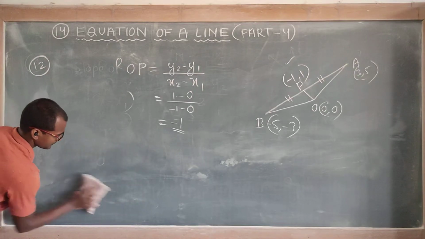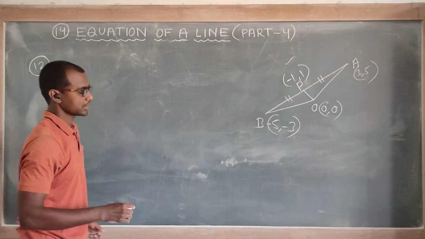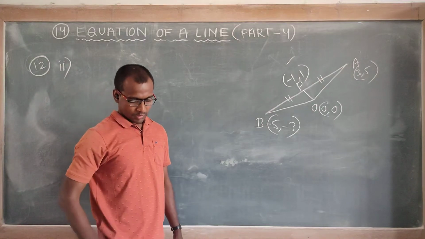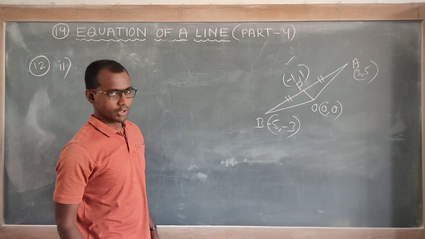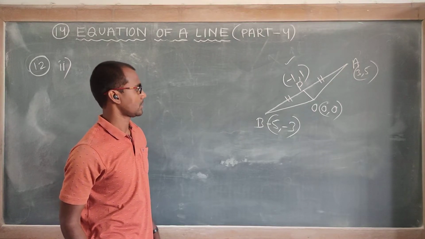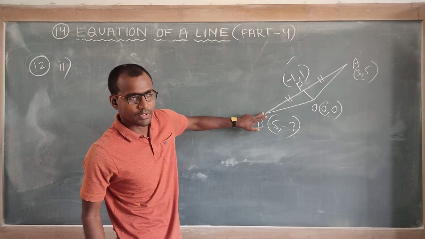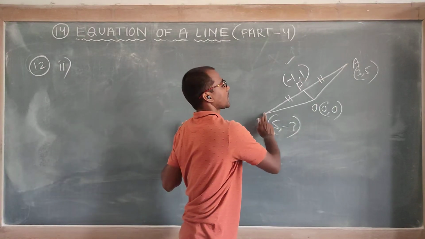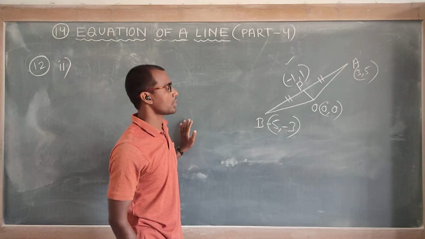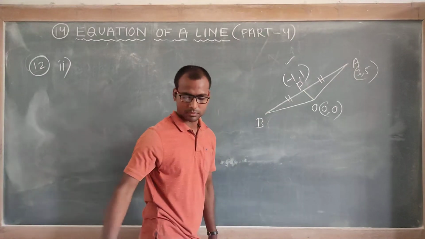Next, second bit. The equation of altitude of triangle OAB, you have to find now, through vertex B. That means from B, we have to draw a perpendicular on AO, which is not possible. From B, we cannot draw a perpendicular on AO. So how to draw the altitude? We have to produce AO.